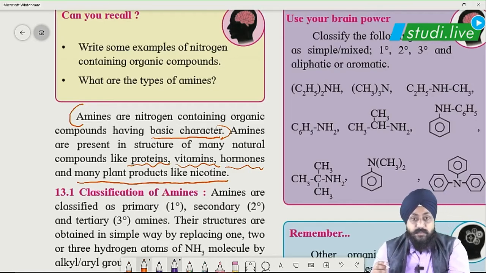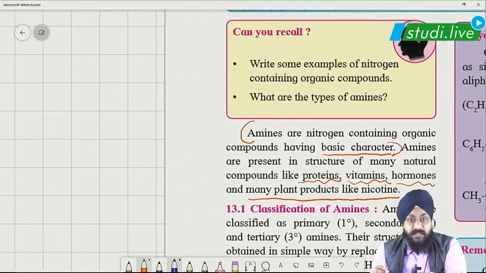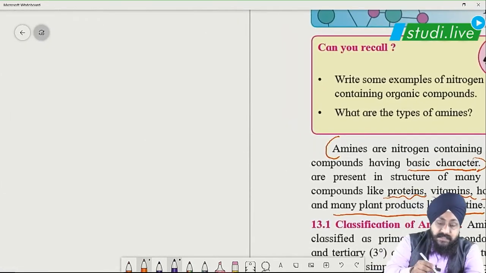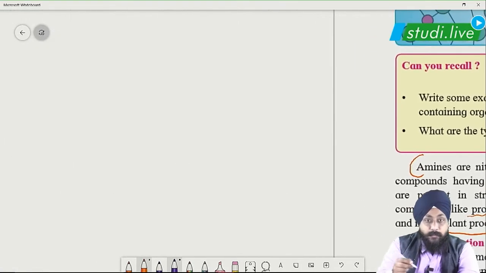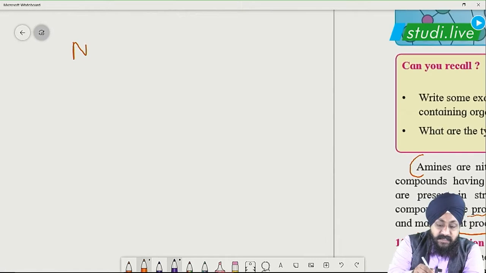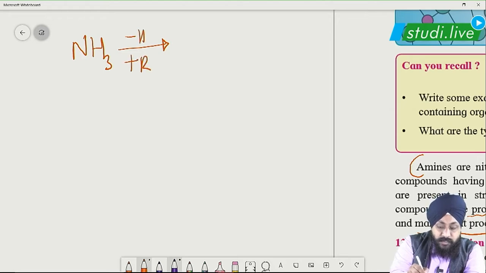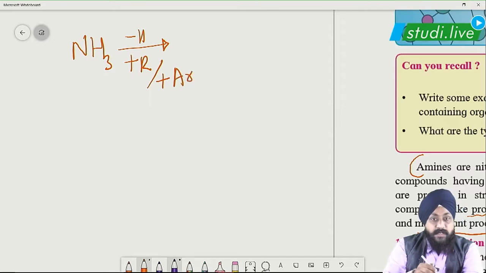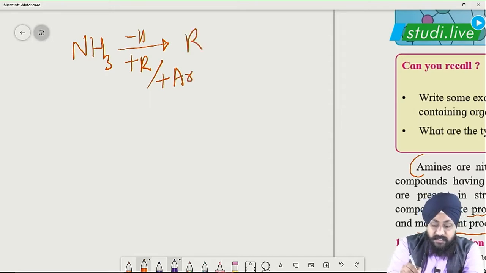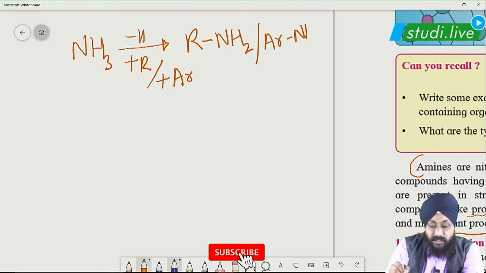Now students, how are these amines classified? So here, this is going to be my ammonia. What I'm doing is removing one or more hydrogen atoms of ammonia by which group? By alkyl, or by aryl group. So what you get is either an alkyl amine, or an aryl amine.